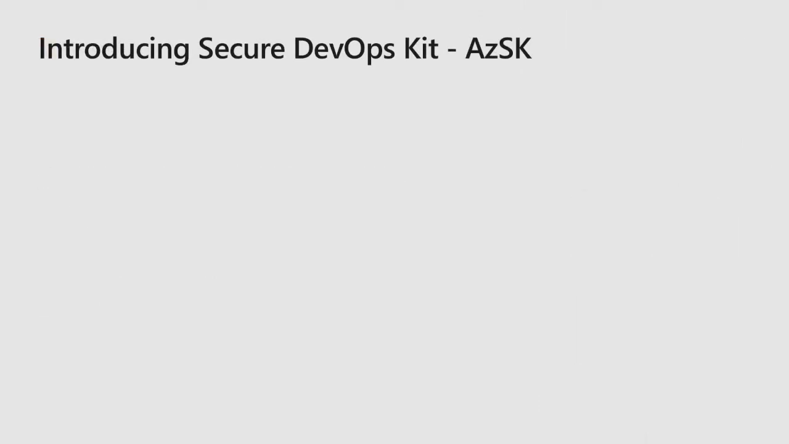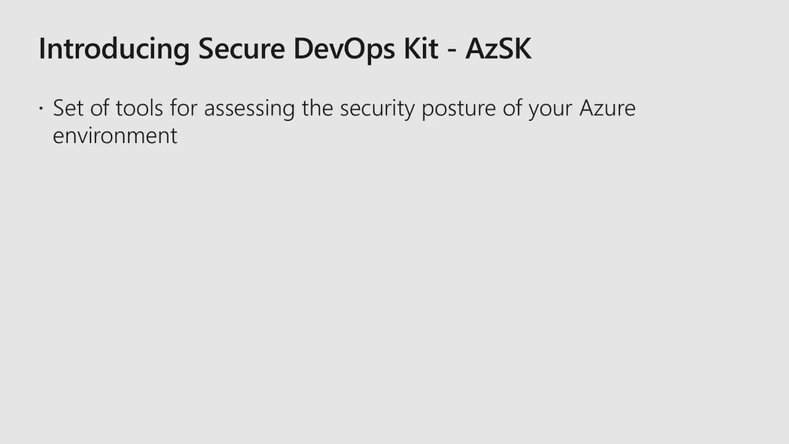Today I'm going to talk about something called Secure DevOps Kit for Azure, also known as AzSK. This tool used to be called AzSDK for a while, and as you know, there's also something called Azure Stack that has an Azure Stack SDK as well. So now these are two separate products for your search engine capabilities. This is a set of tools for assessing the security posture of your Azure environment.